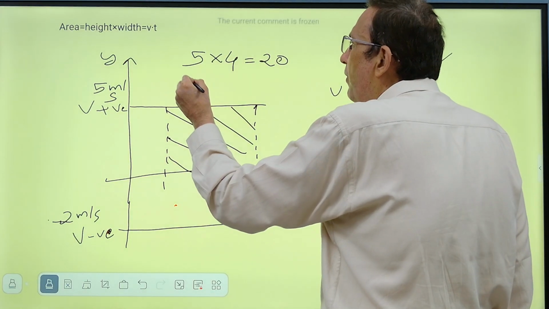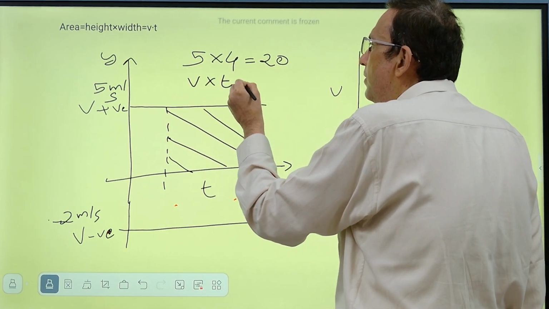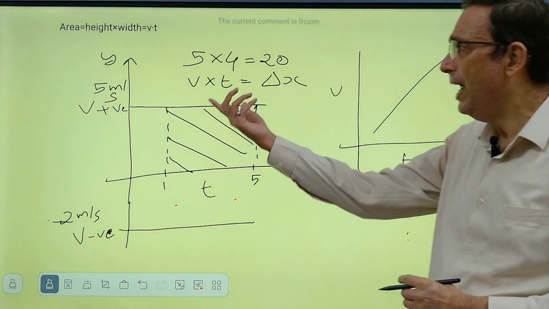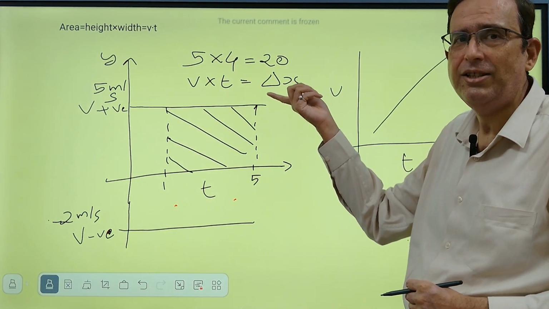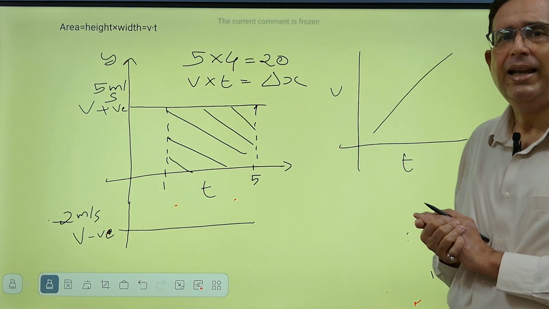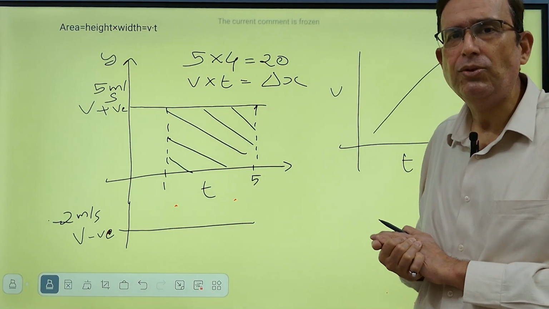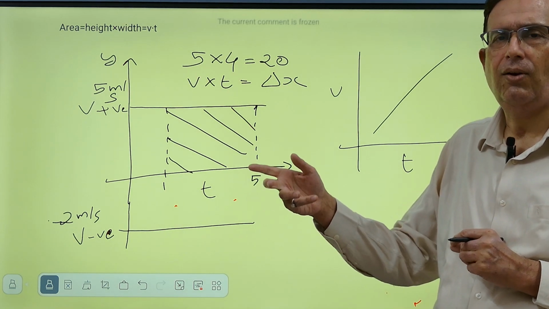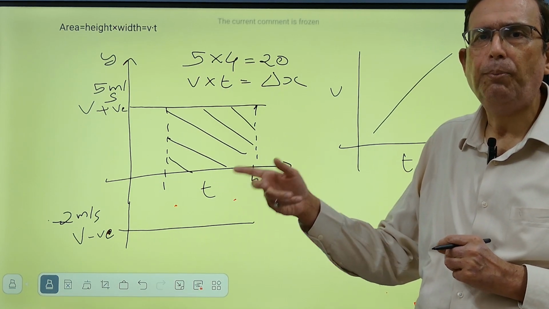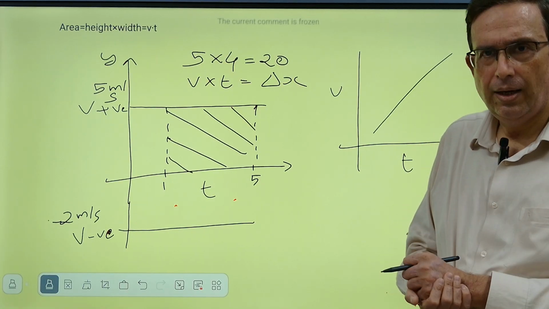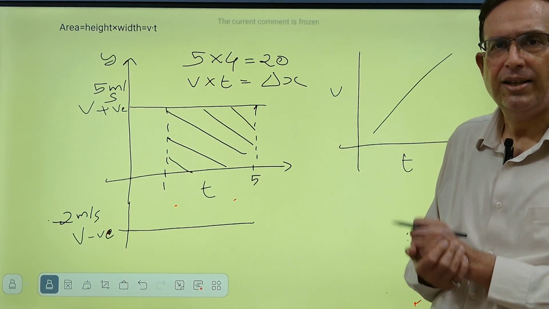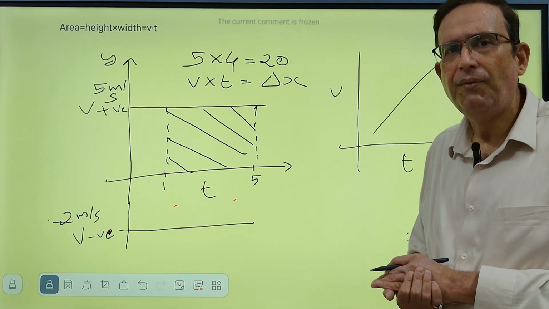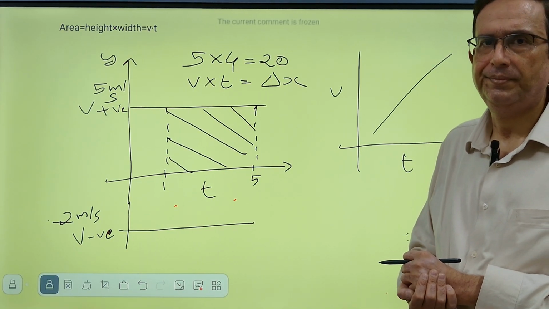And actually you are multiplying velocity with time. So this is equal to delta x, as I have told you earlier. So the area under this curve will give you the net displacement. So this is basically what a velocity time graph is going to tell you. So you understand what the position time graph is telling you. The slope of that graph is going to tell you the velocity of that object, and the velocity time graph is going to tell you the displacement.